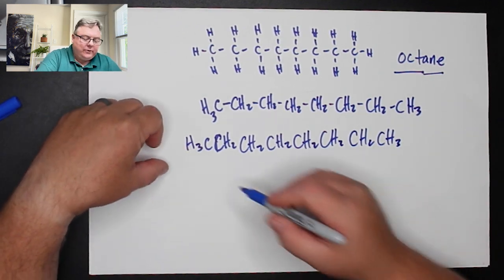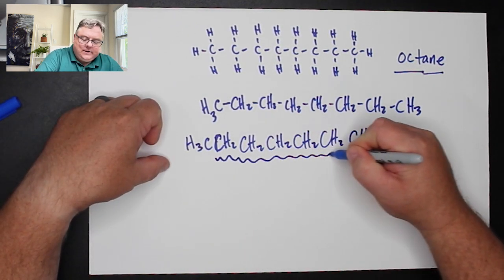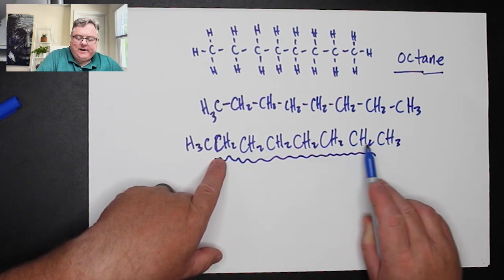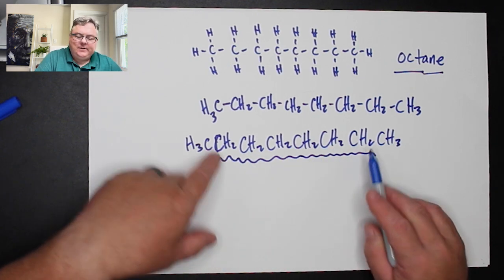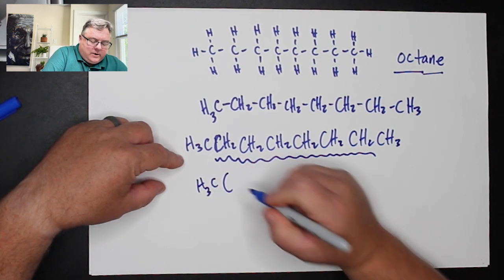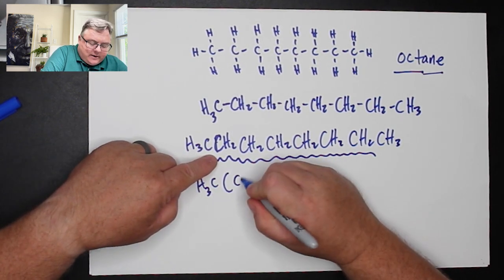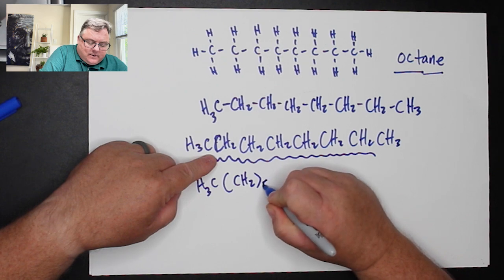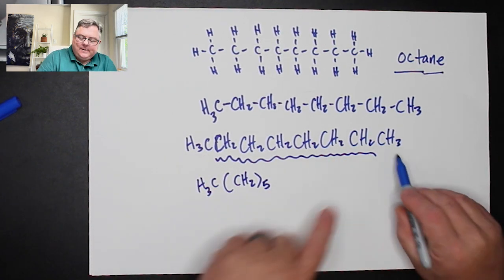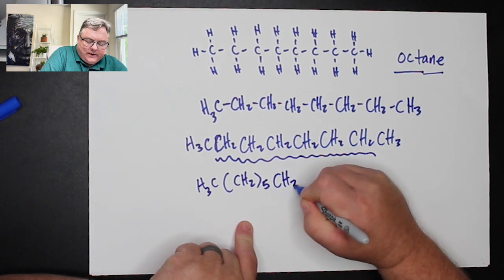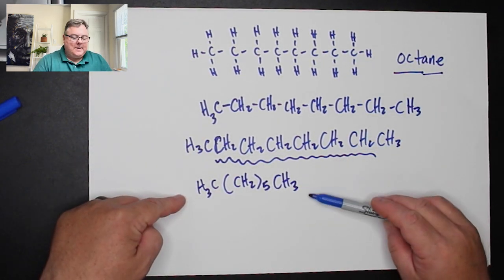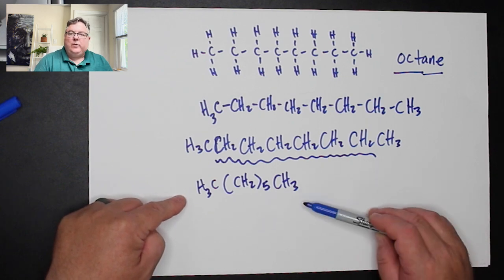I can even draw this a little faster. I see that all of these are equivalent. There's 1, 2, 3, 4, 5, 6 CH2s in the middle of this. So I could write a CH3 with 1, 2, 3, 4, 5 CH2s. So this means we repeat this 5 times. And then I have this CH3 on the end again. So all 4 of these written this way, no matter how I write it, those are equivalent.